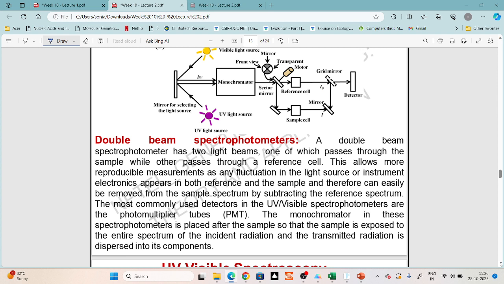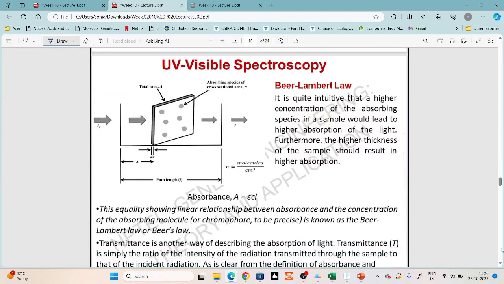So what if you measure your reference cell and your sample cell at a time? For that you now have double beam spectrophotometers, in which you can detect the values coming from the reference cell and sample cell simultaneously. So that is the difference between single beam spectrophotometers and double beam spectrophotometers.